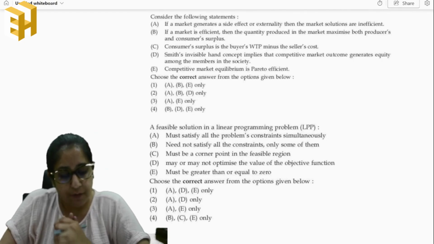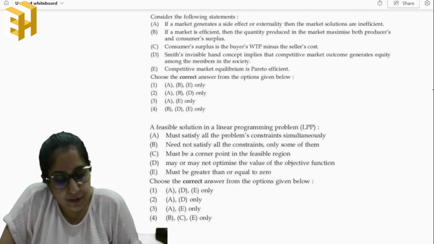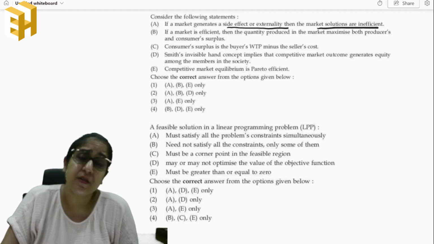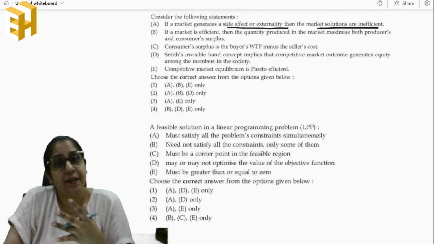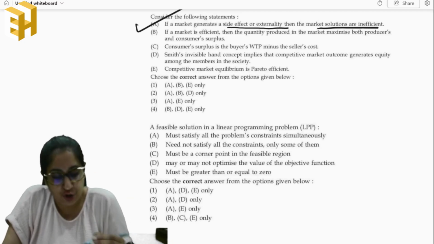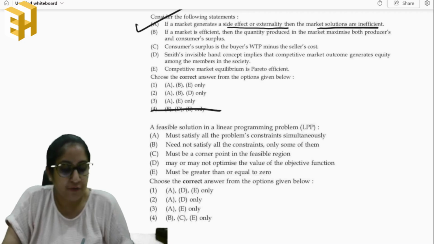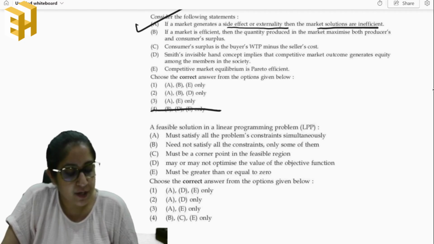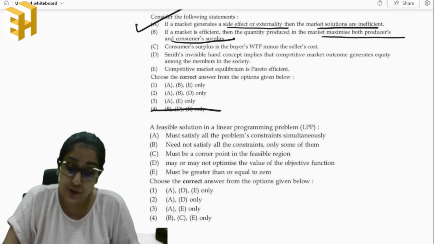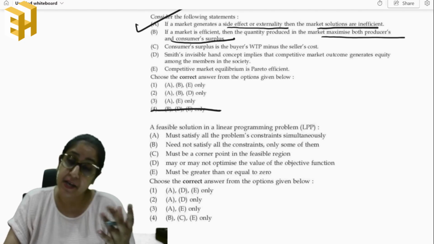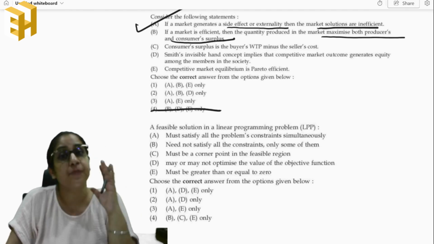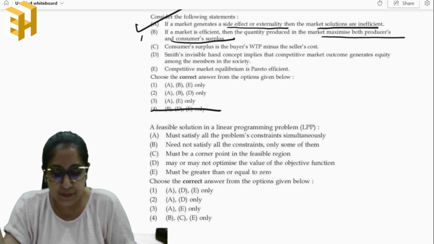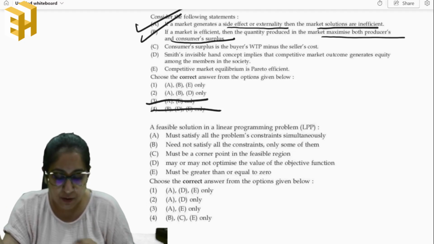Now consider the following statements. If a market generates a side effect or externality, then the market solutions are inefficient. Yes, externalities lead to inefficient results. So this statement is true. So we can strike out option 4. If a market is efficient, then the quantity produced in the market maximizes both producer and consumer surplus. Yes, an efficient market does lead to maximum satisfaction in terms of consumer and producer surplus. So B is also right. So we can strike out 3.